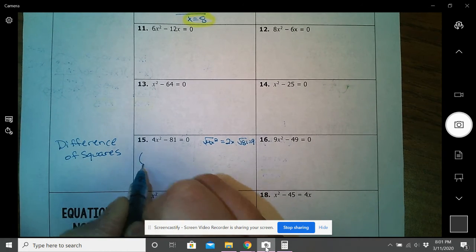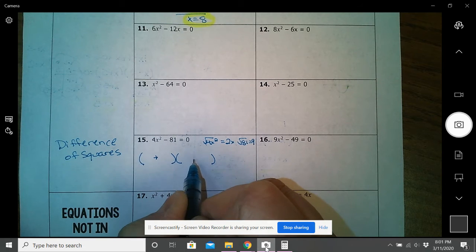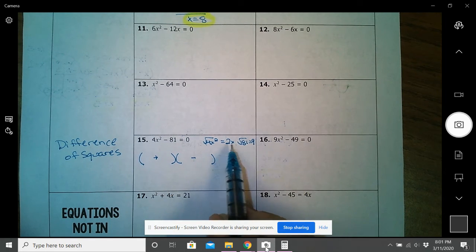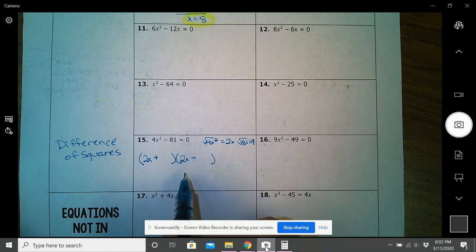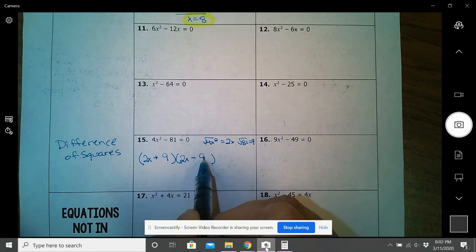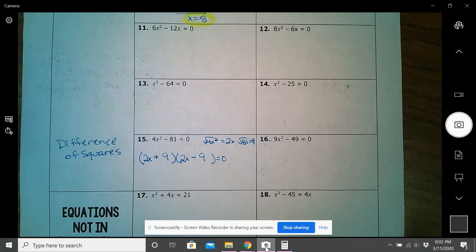In difference of squares, your factoring comes out as a pattern. One binomial has a plus, the other has a minus, and your square rooted values go into the different slots. So 2x will go into slot number 1, and 9 will go into slot number 2. So my factoring is finished, 2x plus 9 and 2x minus 9.